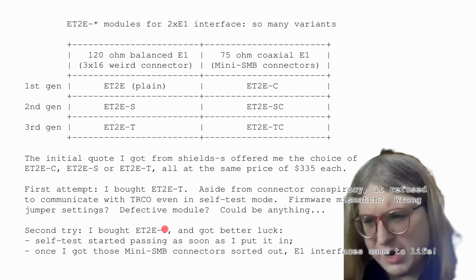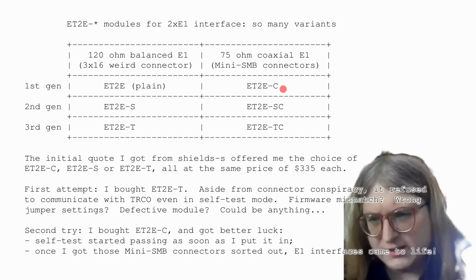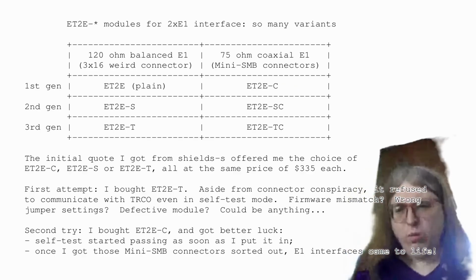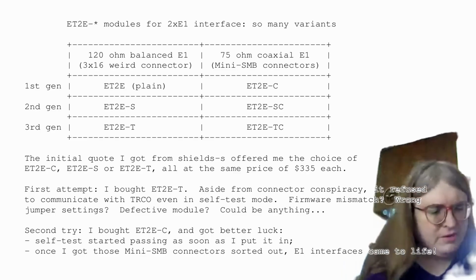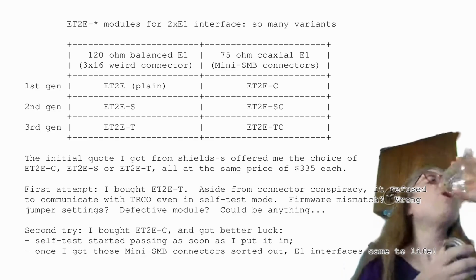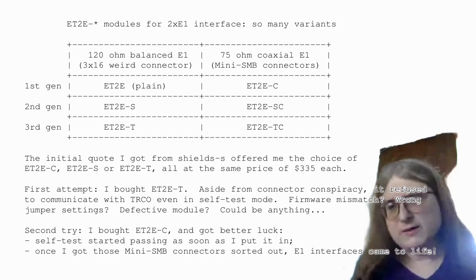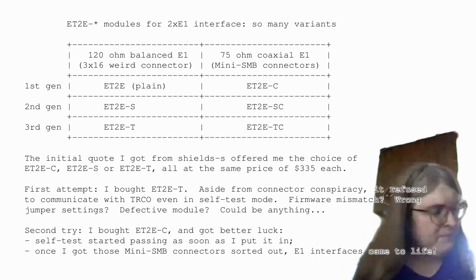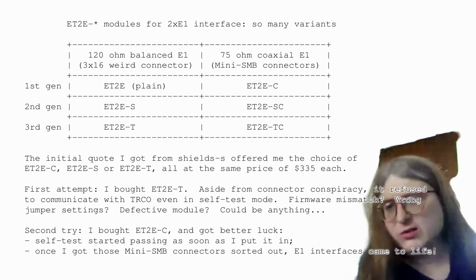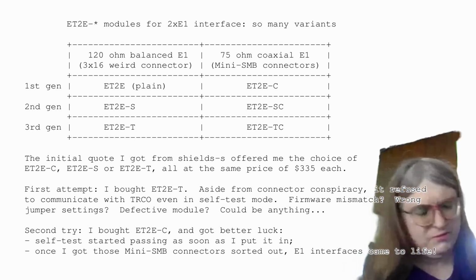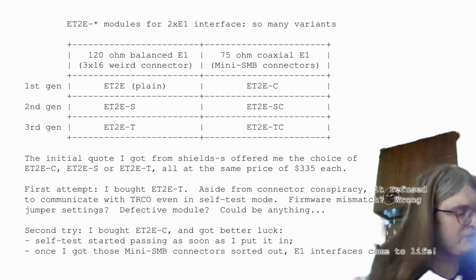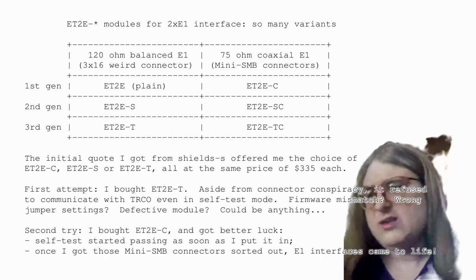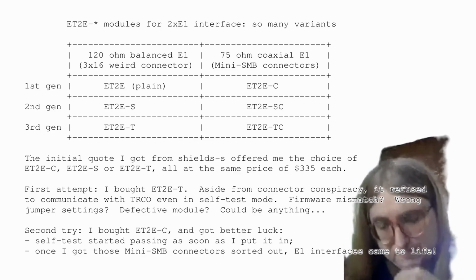I figured I'll buy the T2E-C, this one, where, for one, it's the coaxial version, so I won't have this weird 3x16 connector. But the other thought going through my mind at the time was about the module I chose on the second round, the dash T: would it be first generation? I was thinking that even if it doesn't just immediately work out of the box, at least it would be easier for me to debug.